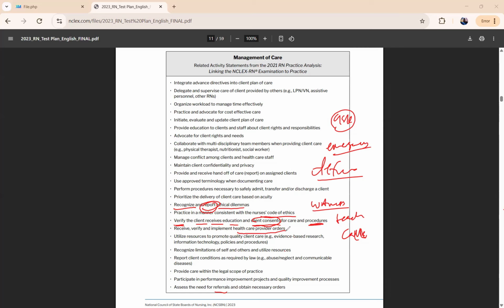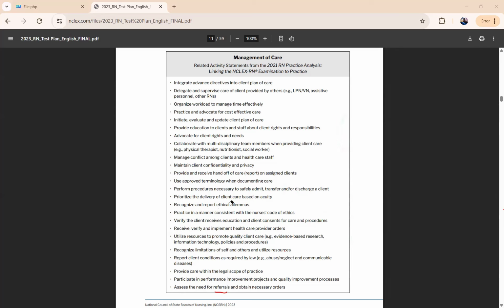Healthcare provider order, we have different kinds of healthcare provider orders. But anytime the NCLEX is telling you to clarify a particular order or question a certain order, trust me, it means that the NCLEX is trying to test you on verifying that particular order.